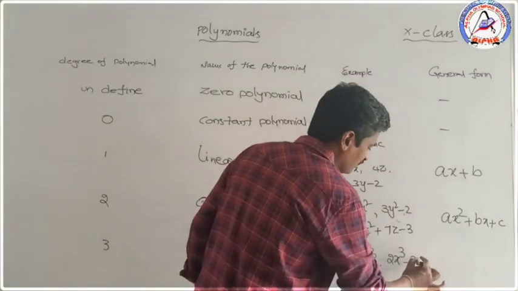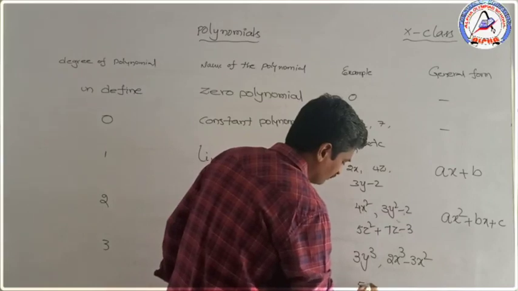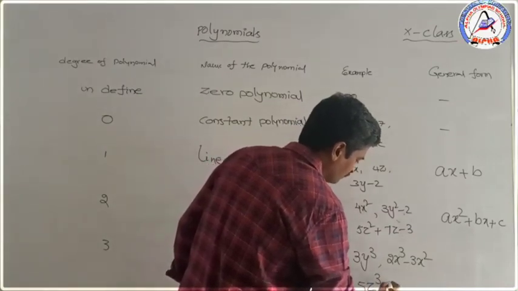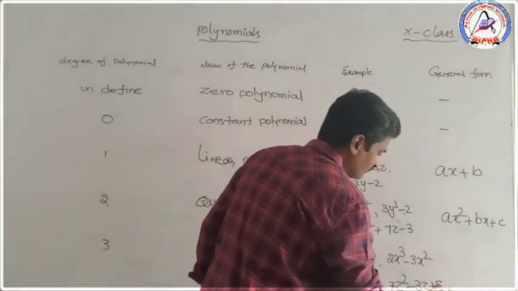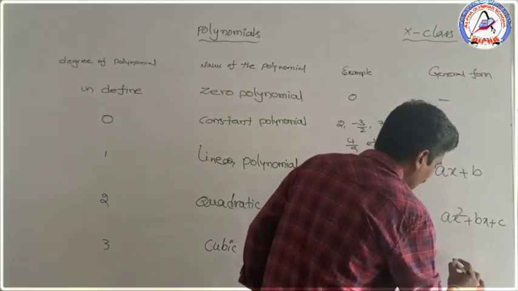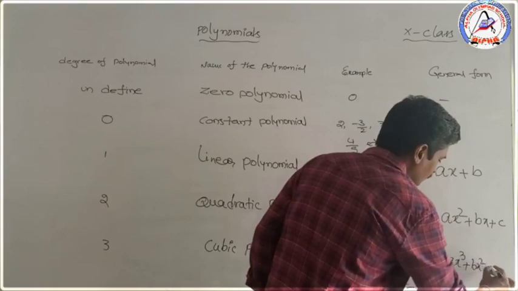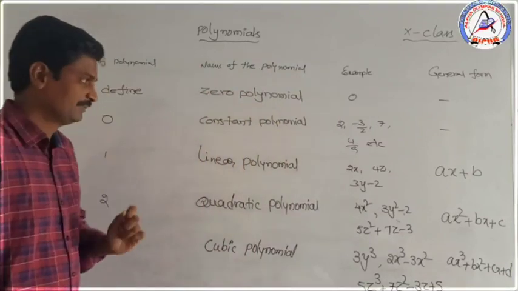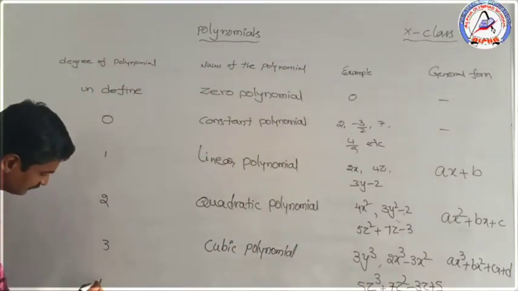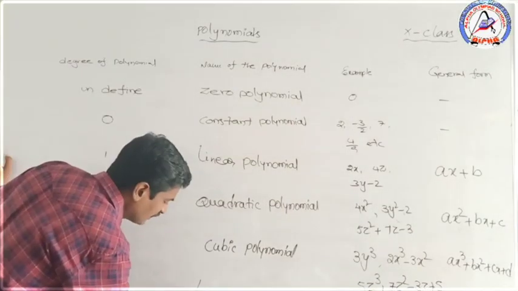Examples are 3y cube minus 2x cube minus 3x square, 5z cube plus 7z square minus 3z plus 5. Here, the general form of a cubic polynomial is ax cube plus bx square plus cx plus d. Next, the fourth one. If a polynomial's degree is 4, then the polynomial is called a biquadratic polynomial.